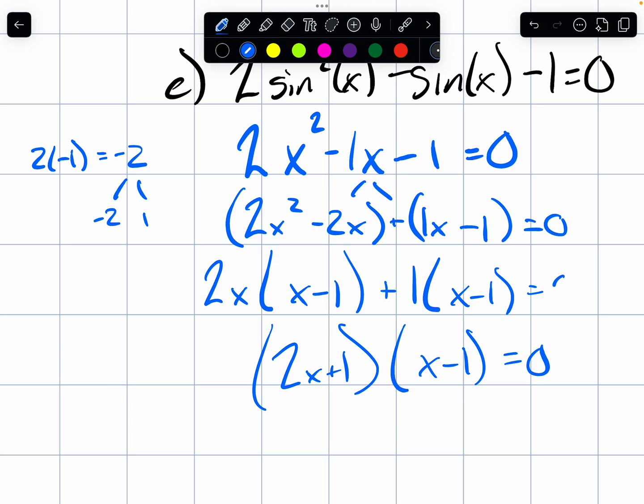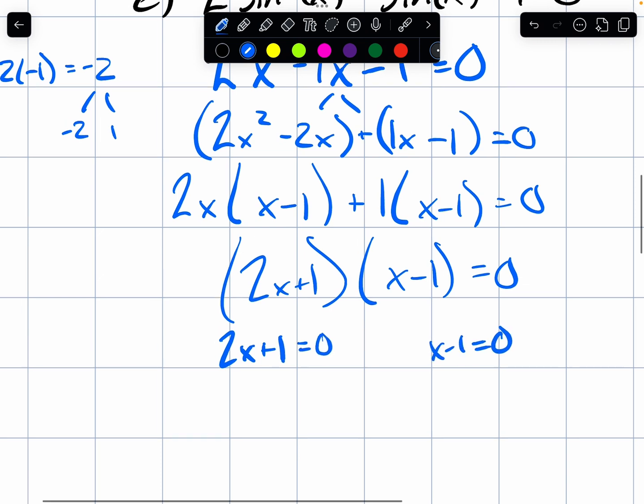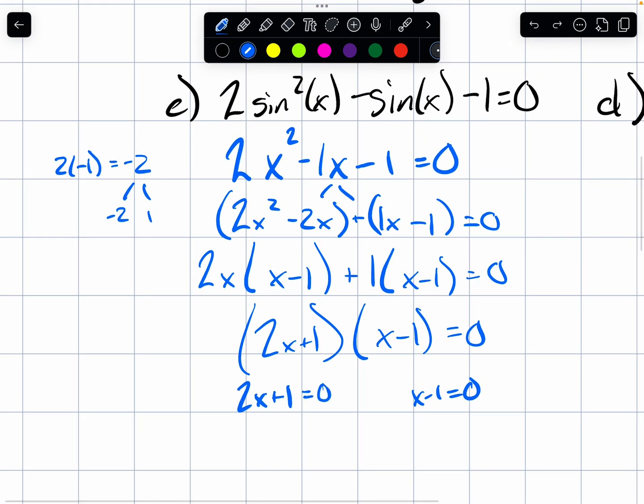That's equal to 0. And now if I were to go ahead and solve this, I just set each of my little parentheses equal to 0, and then go ahead and solve. So the idea is exactly the same with this. And you could do two things.